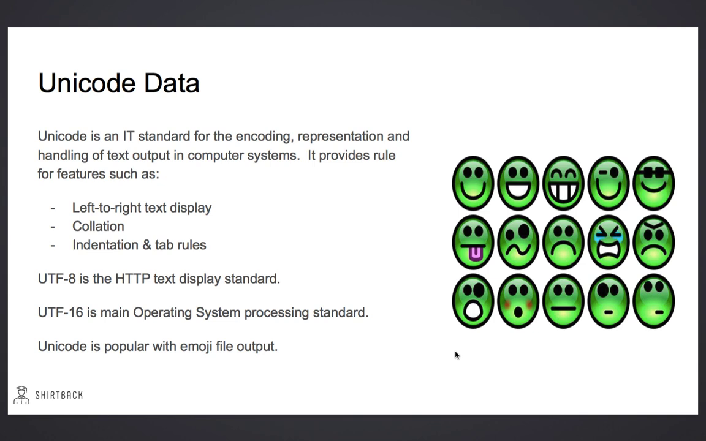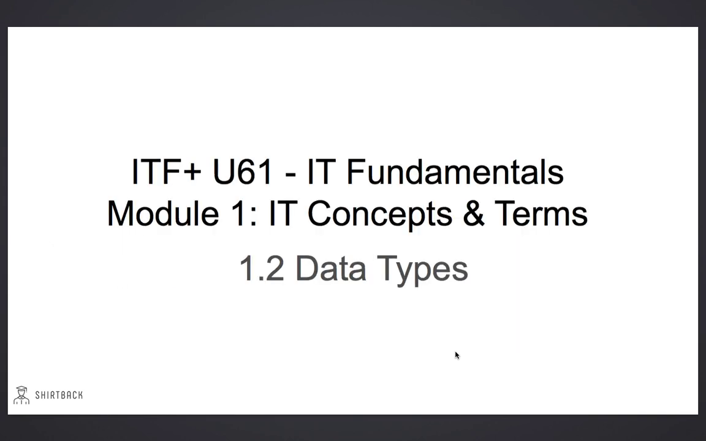There are 2 types of Unicode that are commonly used. UTF-8 is the Unicode standard used for the internet traffic, used over the HTTP protocol. UTF-16 is the main operating system processing standard for Unicode data. One popular place you'll see Unicode data is with emojis.